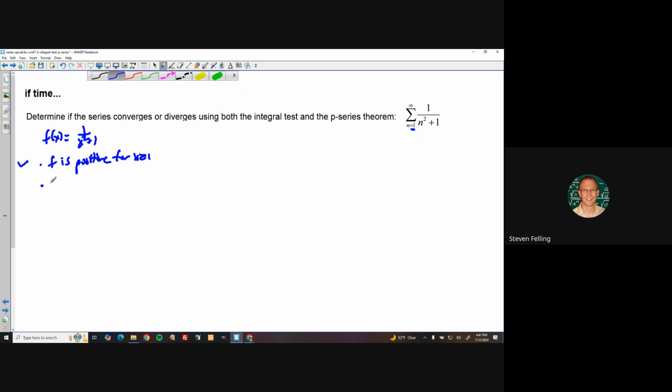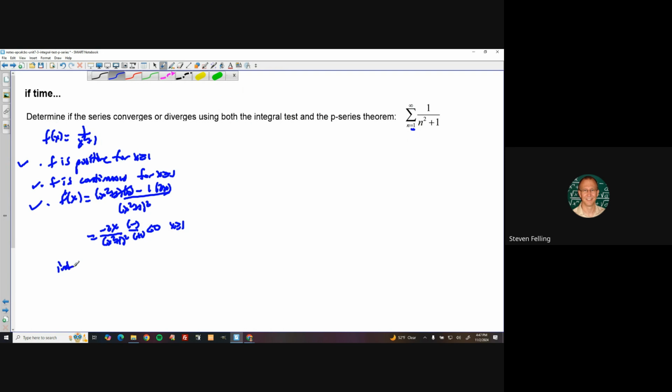That's true. And then f is continuous, also for x greater than or equal to 1. And we'll do the derivative, f prime of x. That is low d high minus, that's a 0, high d low, 2x, over x squared plus 1 squared, which simplifies to negative 2x over x squared plus 1 squared. The top is negative and the bottom positive, so that is less than 0 for x greater than or equal to 1. So that's true, decreasing. So that means we can say the integral test applies.